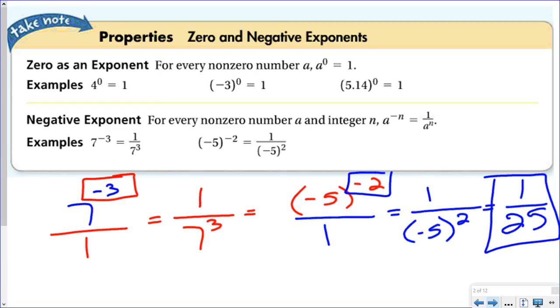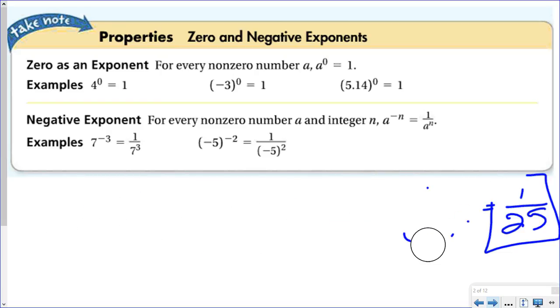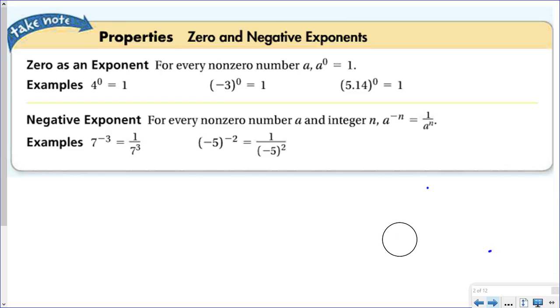Okay. Now, we also have to talk about 0 on this page. Anything to the 0 power is a 1. And we'll have a couple examples here. First off, let's say you just had 4 raised to the 0 power. That answer is just 1. If you have in parentheses negative 3 raised to the 0 power, that answer is also 1. If the entire phrase is in parentheses, your answer is 1.